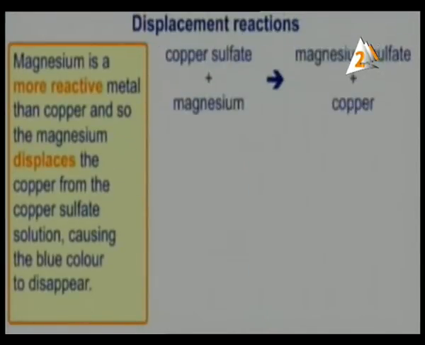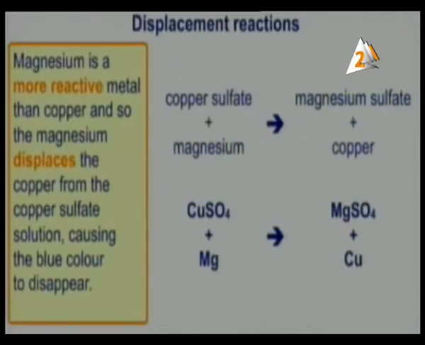Let's complete. Magnesium is a more reactive metal than copper, and so the magnesium displaces the copper from the blue copper sulfate solution, causing the blue color to disappear completely. Then we can say copper sulfate plus magnesium are the reactants, and the products are magnesium sulfate plus copper. The symbolic reaction will be copper sulfate CuSO4 plus magnesium gives MgSO4 plus copper precipitate.